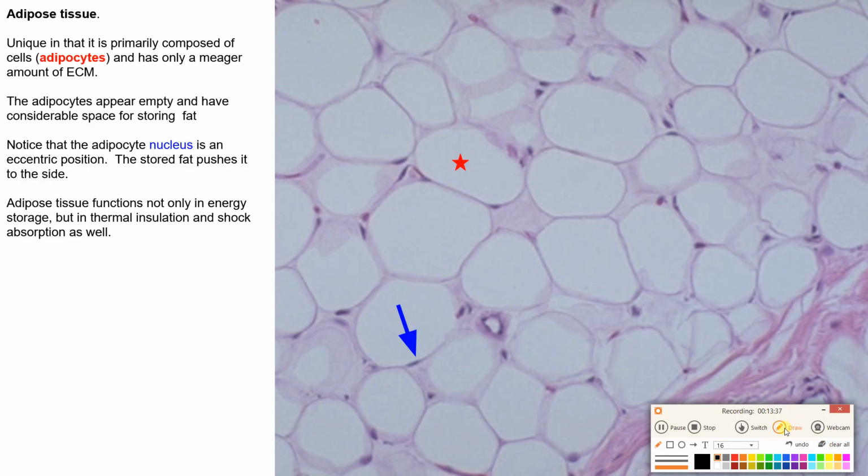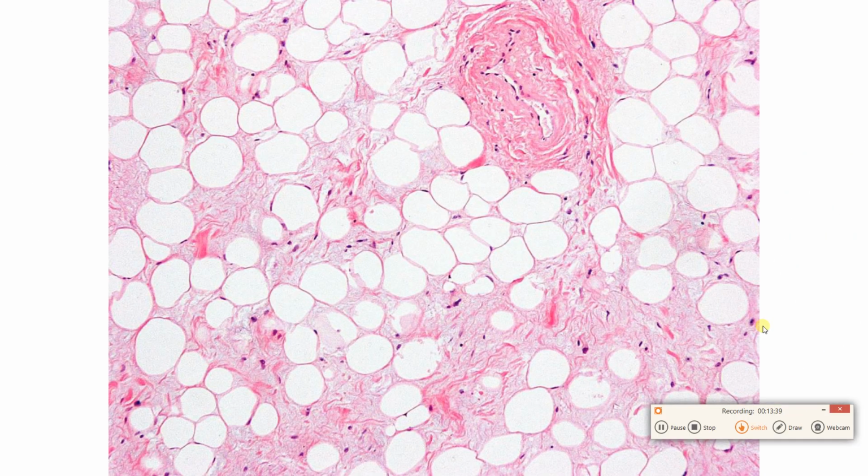Let's take a look at another slide. Can you find adipocytes here? Can you find their storage space for fat? Can you find their eccentric nuclei? Find all those things for me, please. And that one was quick, wasn't it? We are done another tissue.